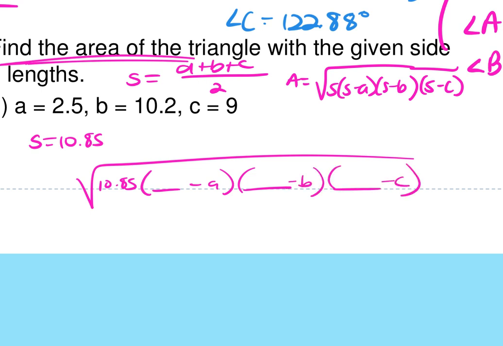If you can at least give me your s, and you don't round it, then you don't have to write the whole thing out every time. It takes longer to write it than it does to actually compute it half the time. 10.85 minus.